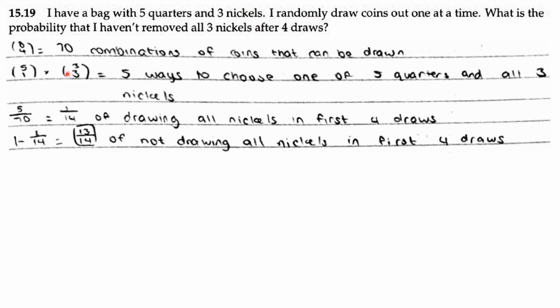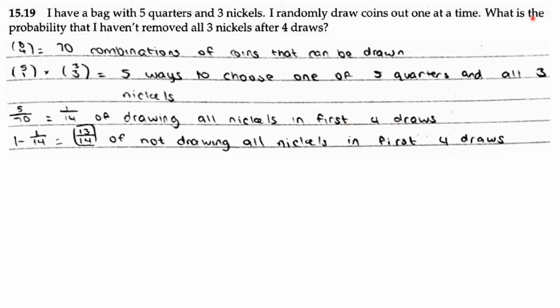And 5 choose 1 times 3 choose 3 is equal to 5 ways to choose one of the 5 quarters and all 3 nickels after 4 draws. Because there's 5 quarters and you have to draw one of them, and there's 3 nickels and you have to draw all 3 of them. So there's a 5 over 70, which is 1 over 14 chance of drawing all nickels in first 4 draws.